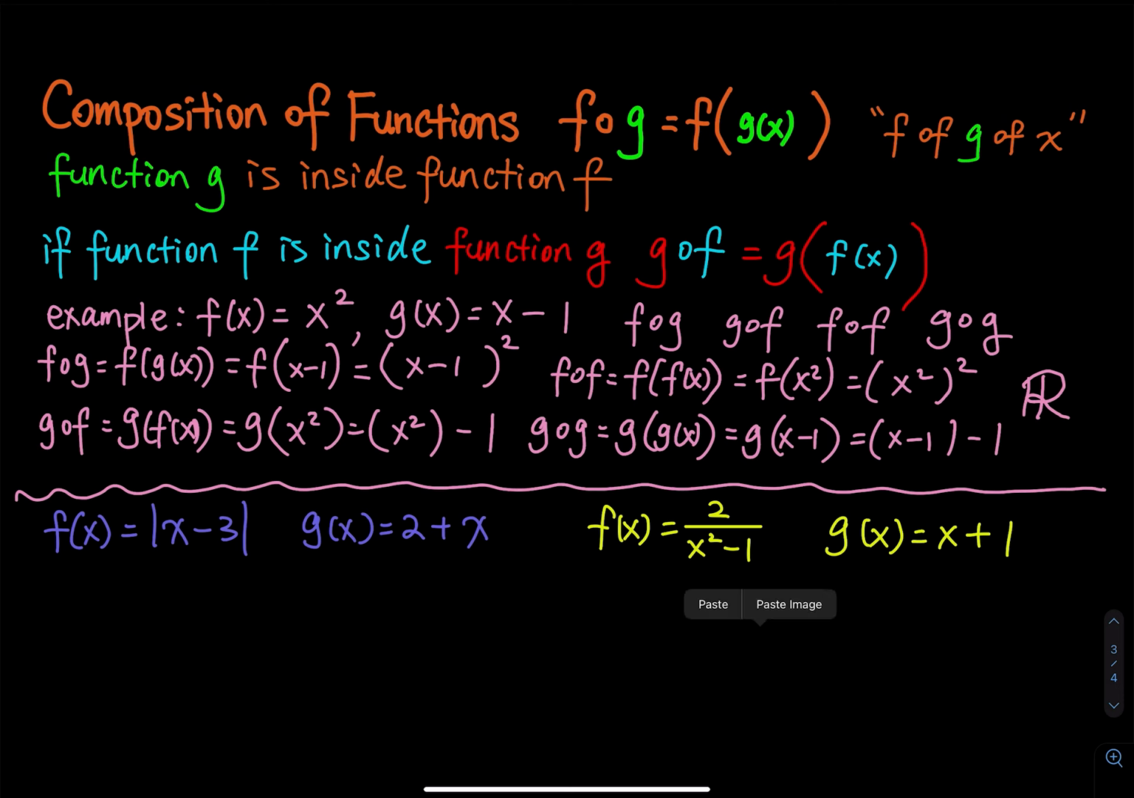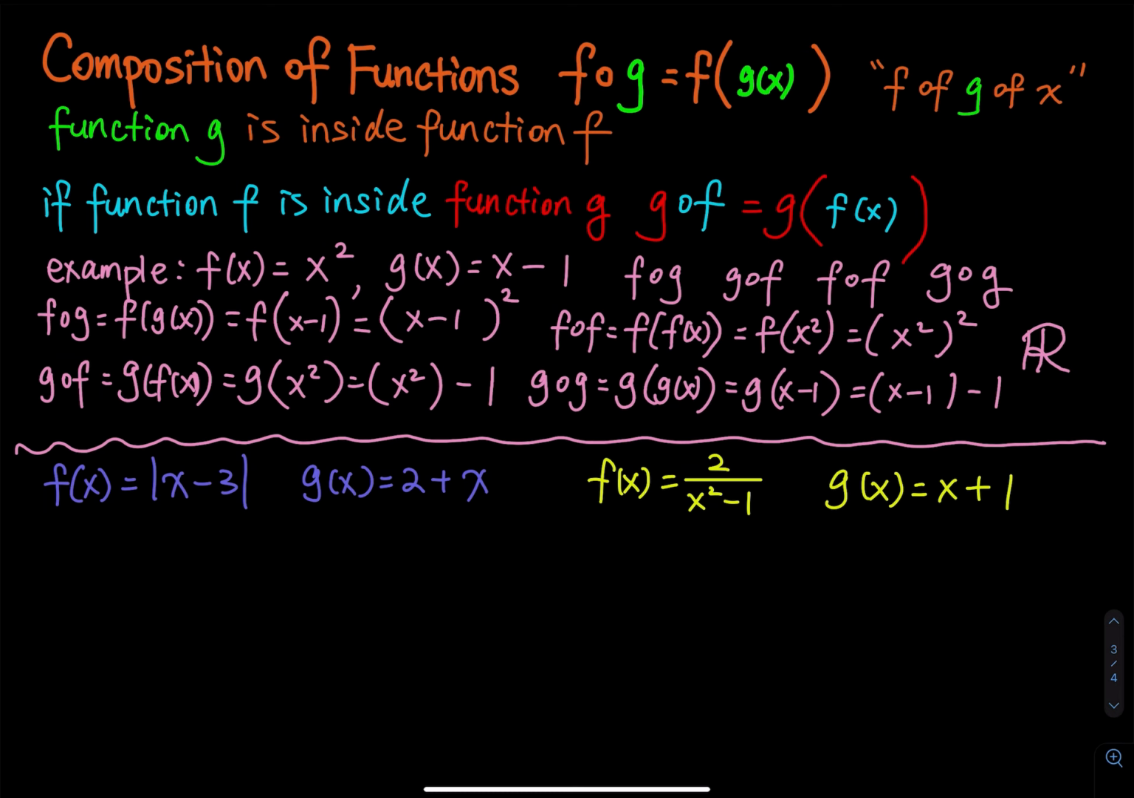So moving on to more complicated examples. Actually, the first one is not that complicated. So the first one, we have an absolute value, and then we have a 2 plus x. So before we start, I would like to say that this function, f of x equals the absolute value of x minus 3, this function itself is already a composite function because we have a linear function x minus 3 inside an absolute value function. Once again, we have a linear function x minus 3 inside an absolute value function. So this function itself is a composite function.